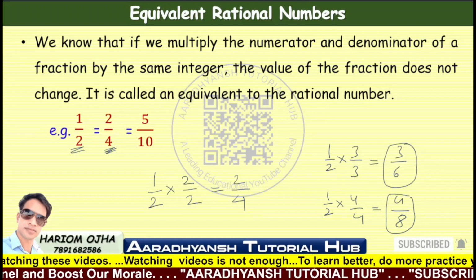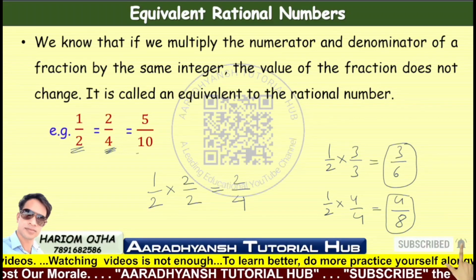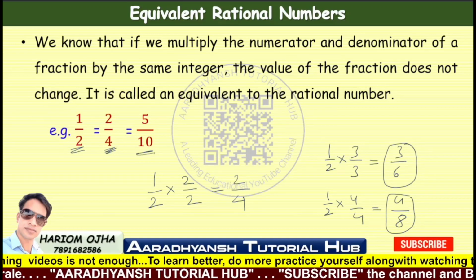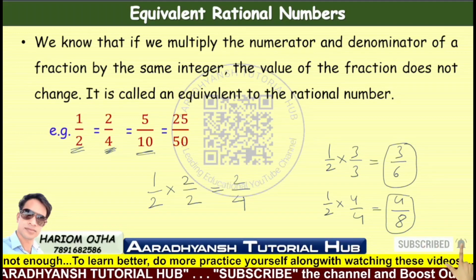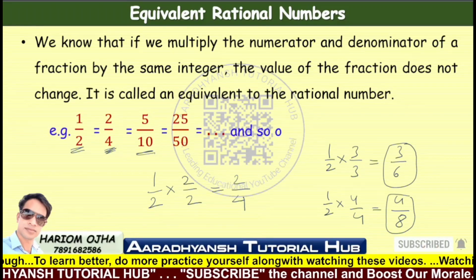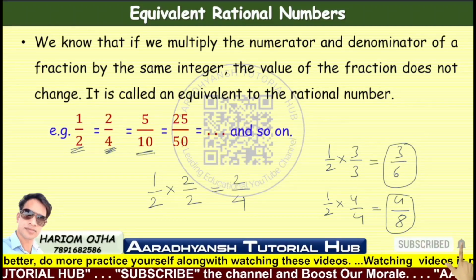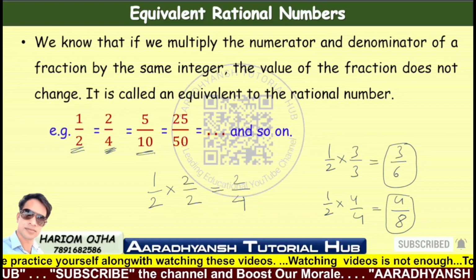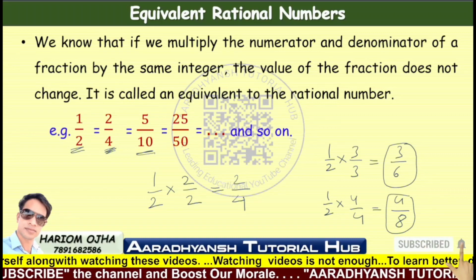Similarly, we can find more equivalent rational numbers for 1 over 2, like 5 over 10 if we multiply its denominator and numerator by 5 over 5, and 25 over 50, and so on. You can find more and more equivalent rational numbers for any given rational number by multiplying the same integer to its numerator and denominator.